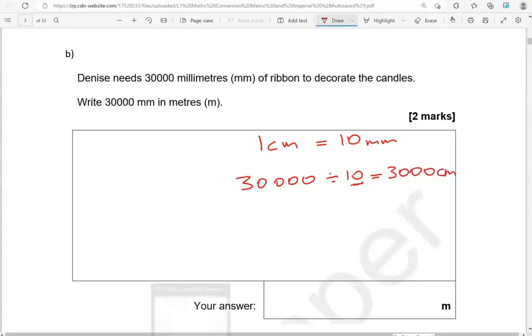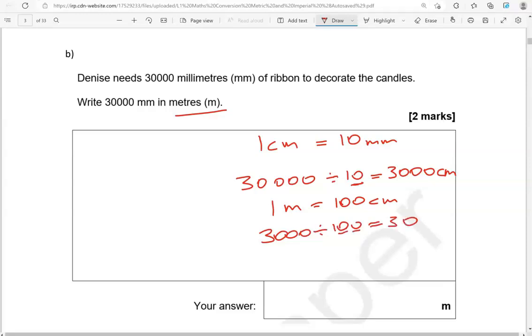Now we're going to need to convert this into meters. So, as we already know, in 1 meter there are 100 centimeters. So we need to divide 3,000 by 100. So we're knocking off 2 zeros. It gives us 30 meters.